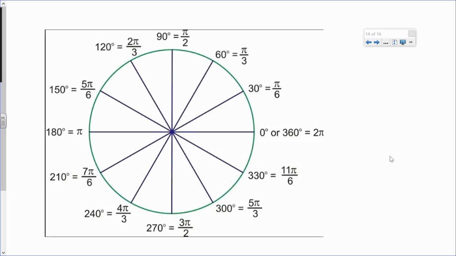How about a 60-degree angle? If you want to measure in radians, it will be pi over 3 radians. And I'm going to show you right now how to get these pi values. But the pi values are actually the radians. They're always expressed in terms of pi.